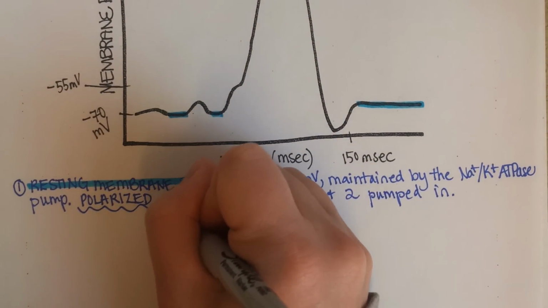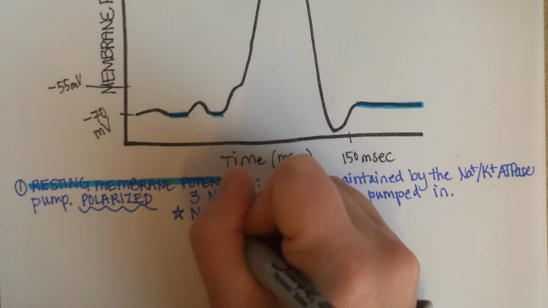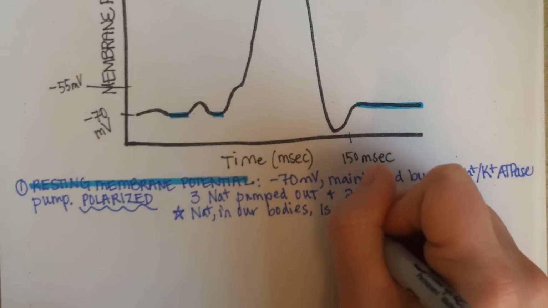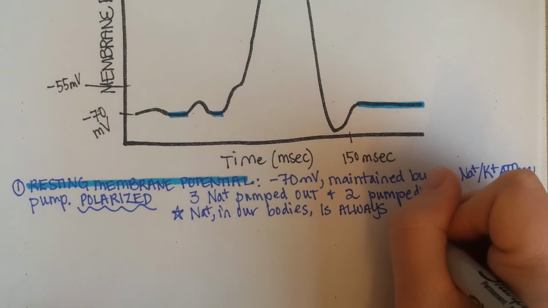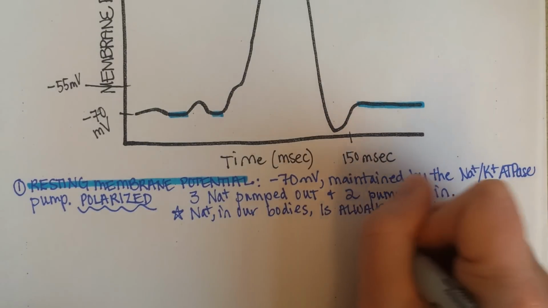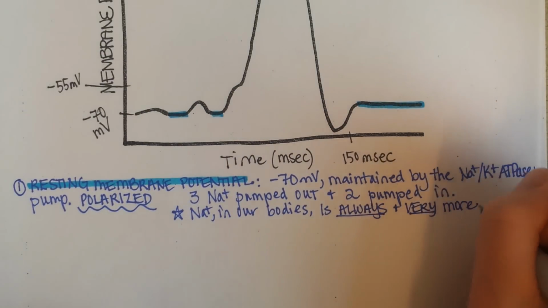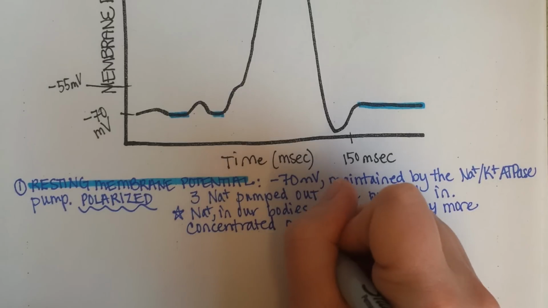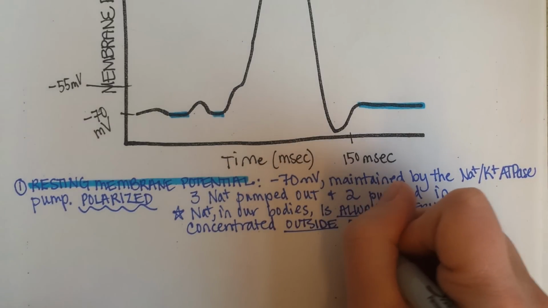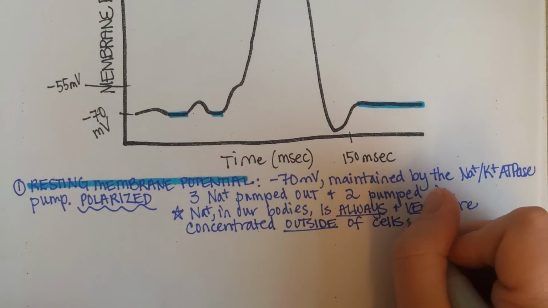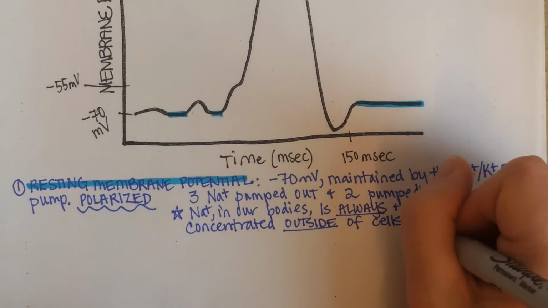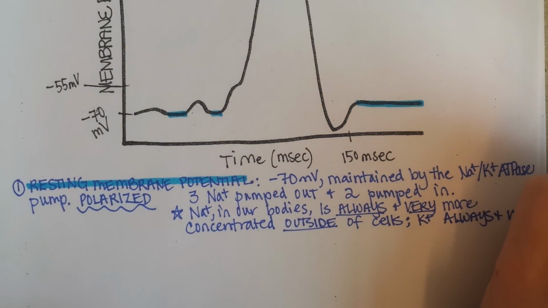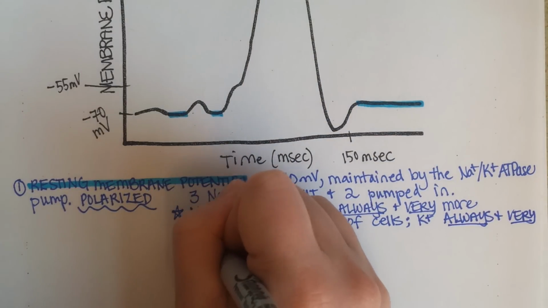Number 1, this means that sodium in our bodies is always and very more concentrated outside of your cells. Like, for example, in the blood, too. And conversely, potassium is always and very more concentrated inside.